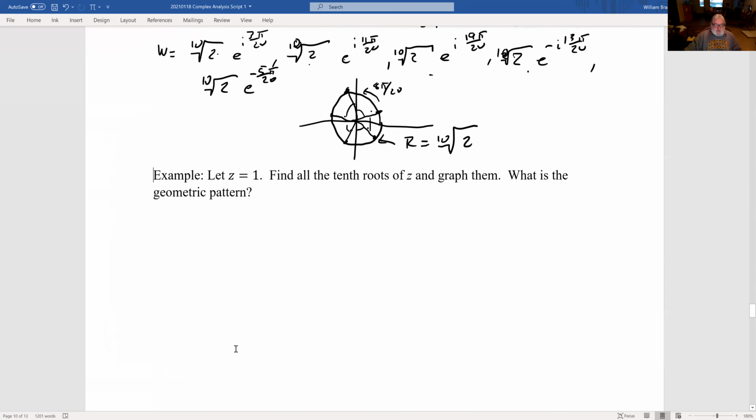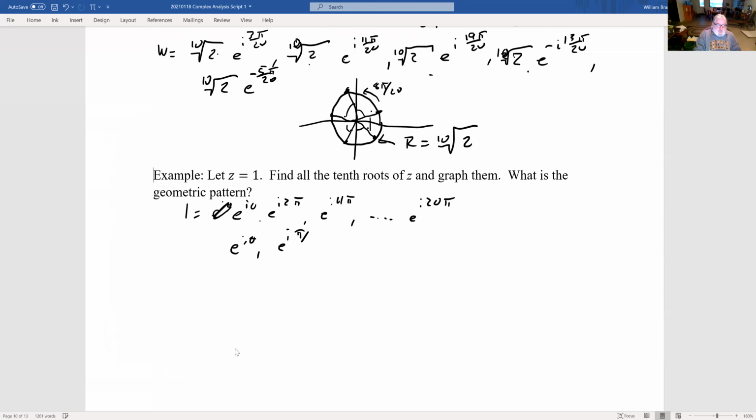What are the 10th roots of z equals 1? So how many roots of 1 are there? 1 you can write as e to the i 0, e to the i 2 pi, e to the i 4 pi, dot, dot, dot. For 10th roots, we can get up to e to the i 20 pi. So if we take the 10th roots of this, we're just going to divide each of these angles by 10. And so we're left with e to the i 0, e to the i pi over 5, e to the i 2 pi over 5, dot, dot, dot, all the way down to e to the i 19 pi over 5.